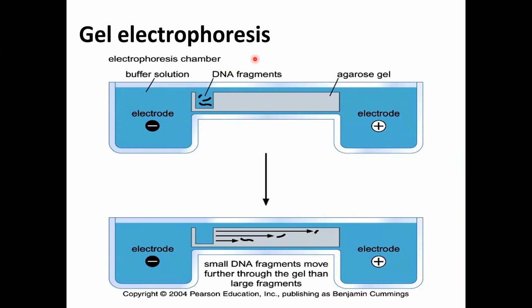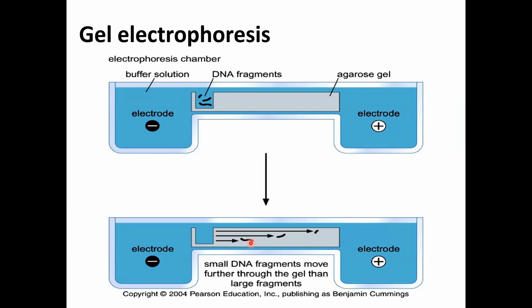This is the concept of your gel electrophoresis. We have here the positive and negative electrodes. This is your agarose gel. This is the DNA fragments that you use, and then we have your buffer solution. Once it is turned on, there will be migration of your DNA, using the dye. As you can see here, the small DNA fragments move farther because they are small. They can move farther along the lane.